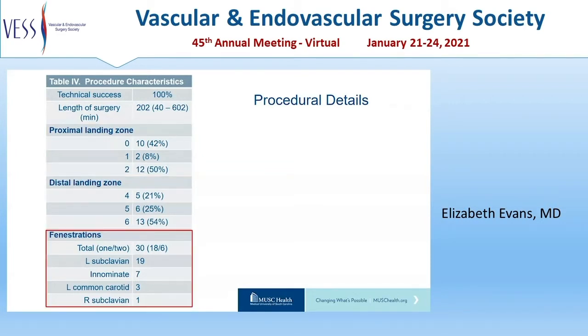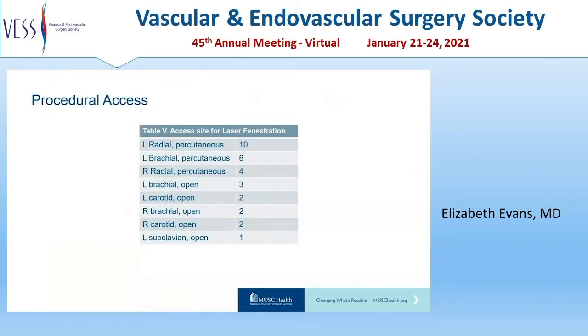About 2/3 of these cases involved one fenestration in the aortic stent graft, and the other third involved 2 fenestrations. One of these was at the takeoff of an aberrant right subclavian artery. The majority of the fenestrations were created through percutaneous radial access, with percutaneous brachial and alternative open access for the remainder. The open access cases were utilized predominantly when concurrent extra-anatomic bypass was being performed.